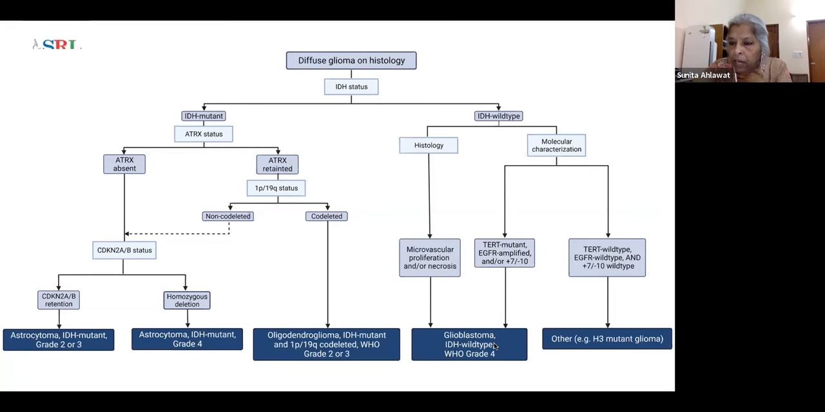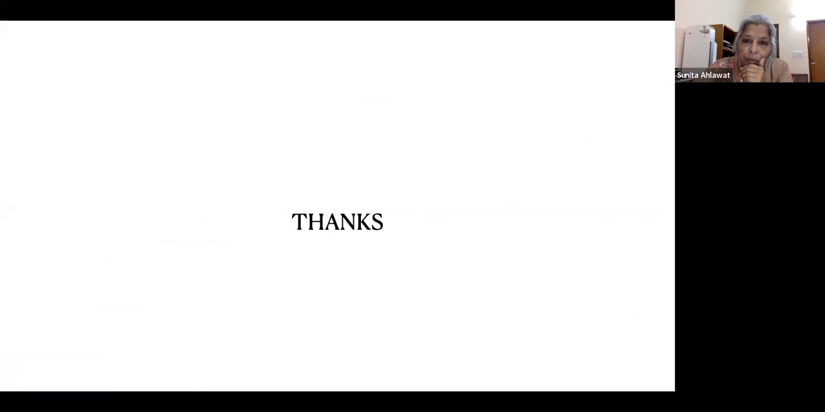IDH wild type glioblastoma. And if none of this is found, you must include in your panel H3K27M and H3 G34 for hemispheric gliomas. So you include this and you will find that you will sort out the majority of your cases. Thank you.